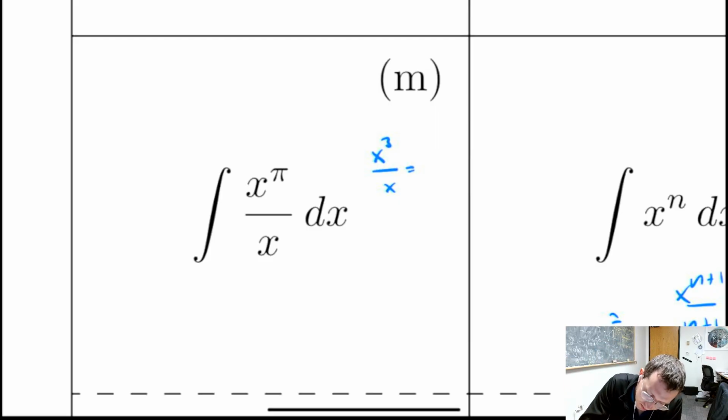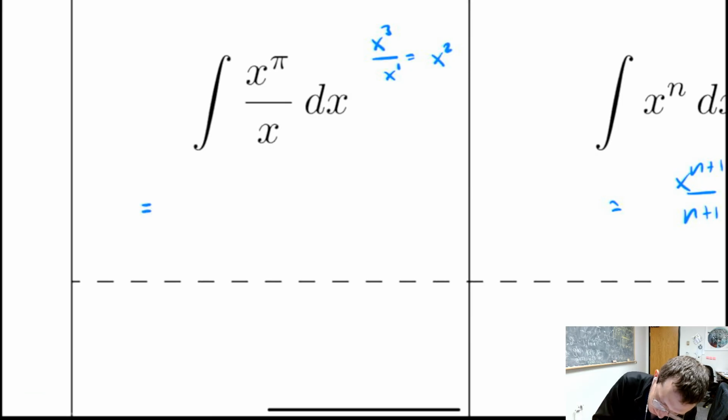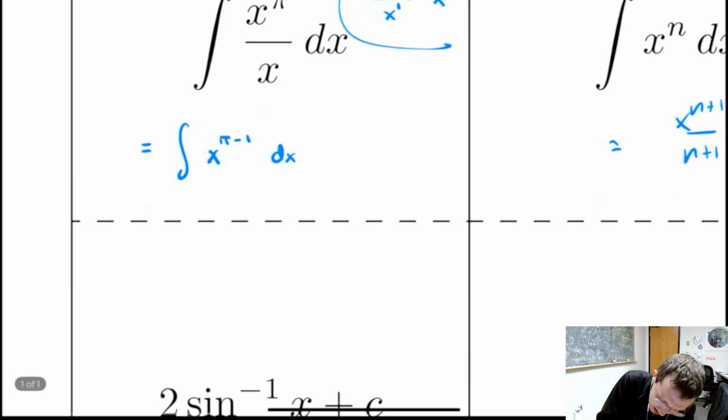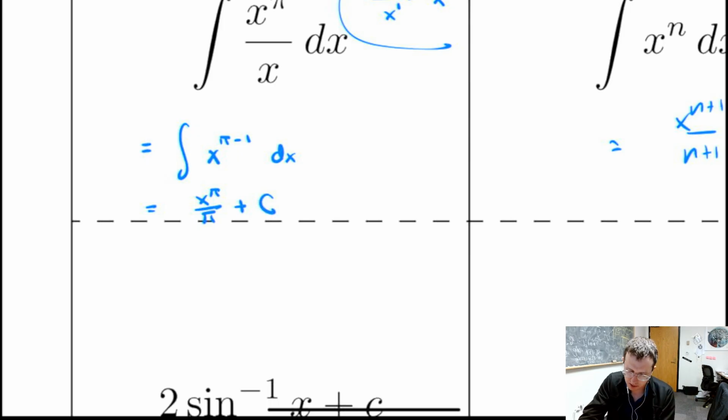Well, that's x squared. You cancel the x in the bottom with one of the 3 x's in the top, but this might remind you that the exponent rule says when you divide powers of x, you subtract the exponents. So x to the pi divided by x is x to the pi minus 1, and that antiderivative is going to be x to the pi divided by pi plus c.